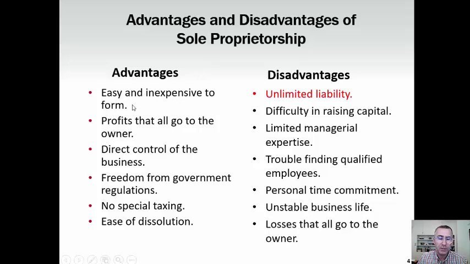Again, the appeal of it is that it's very easy and not very expensive to get started. All the profits go to the owner. The owner has complete control, freedom from government regulations for the most part, compared to corporations, etc. No special taxes, and very easy to dissolve. I put it in red. The biggest disadvantage of sole proprietorship is unlimited liability.